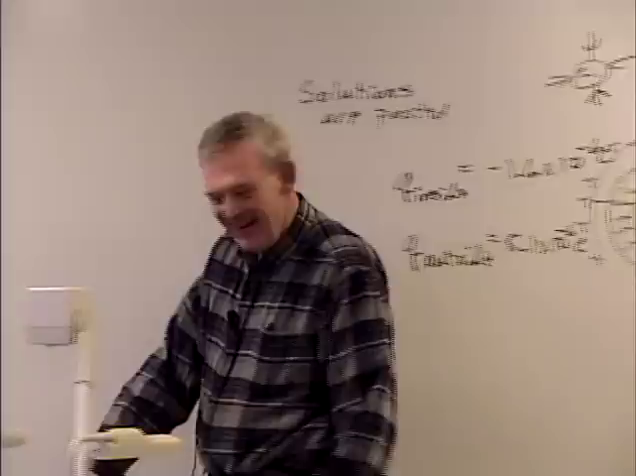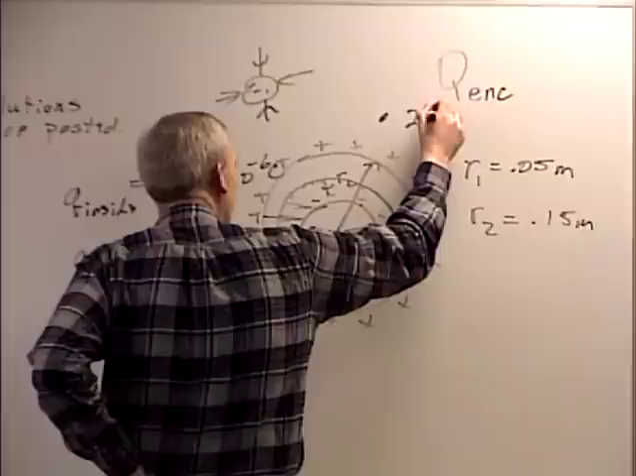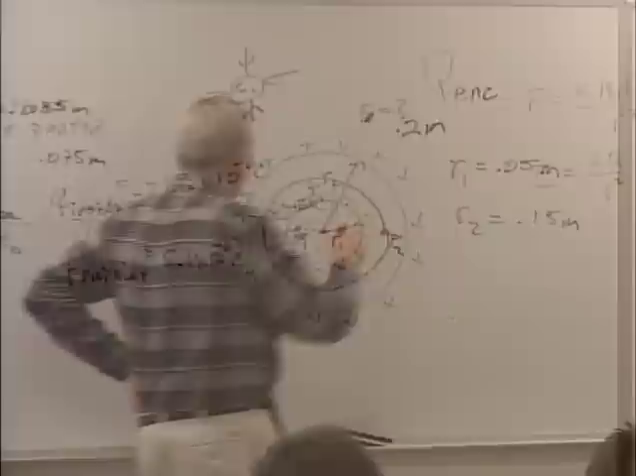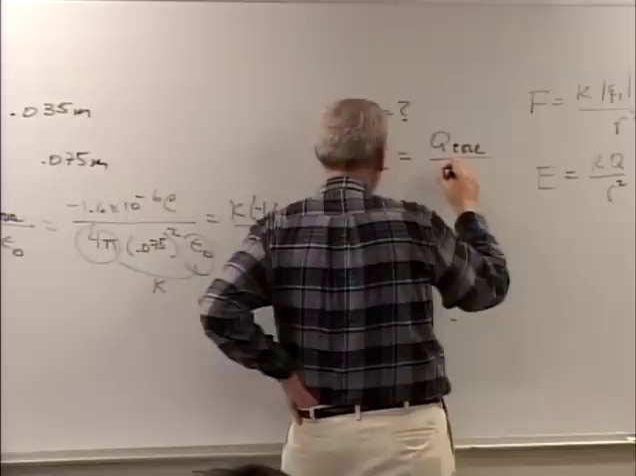Now, let's figure out what E is at a point. What's E at a point? Let's take it at 0.2 meters, out here. All right, let's take a look at what the charge is enclosed. So we have E equals Q enclosed divided by epsilon naught times A, or A times epsilon naught.